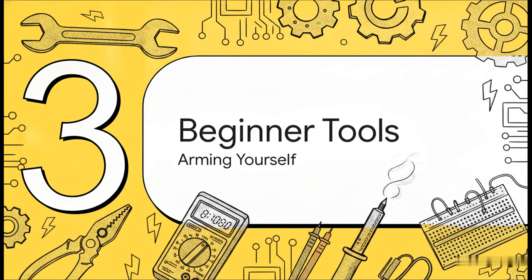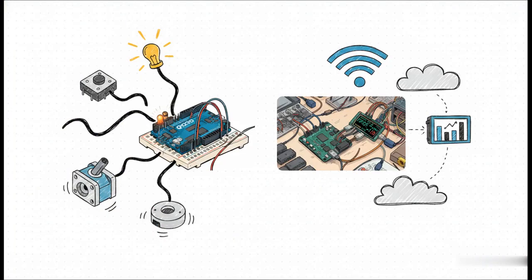Okay, section 3, beginner tools. It's time to arm yourself. When you are just starting out, you are usually looking at 2 main contenders. First up is the legendary Arduino Uno. It is the absolute classic entry point for your basic inputs and outputs. And then we have the ESP32. Now this board is a total powerhouse because it brings Wi-Fi directly into the mix. So while the Arduino is perfect for getting that simple LED to blink, the ESP32 lets you connect your sensors straight to the cloud and display data on little screens.